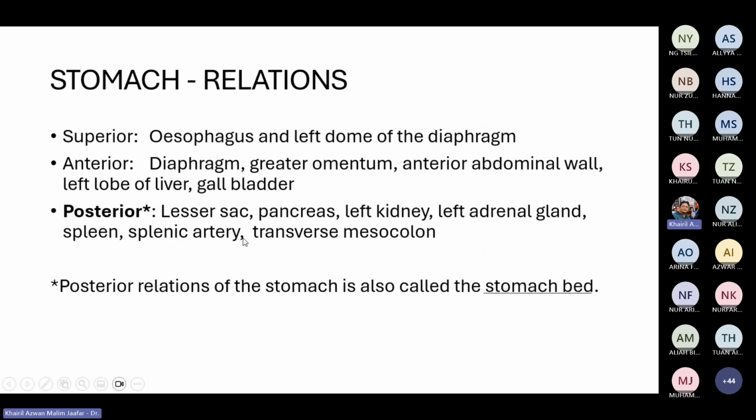Okay, relations of the stomach. Superiorly, it is related to the esophagus and the diaphragm; anteriorly, diaphragm, greater omentum, anterior abdominal wall, and left lobe of liver. The more important is the posterior relation of the stomach, also known as the stomach bed. So let's see the stomach bed.